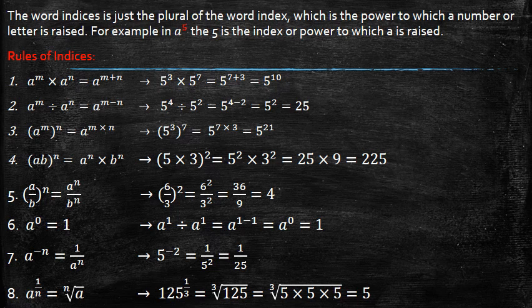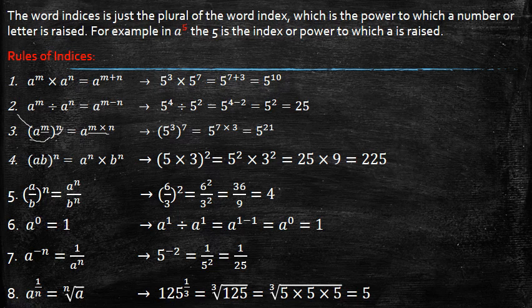Now in the third rule, we have (a^m) all raised to the power of n. So here you have a^m raised to the power of n. Here what you do is you multiply the two powers, because here you have an m to which a is raised, and then a^m is raised to the power of n again. So there you have a^(m×n).